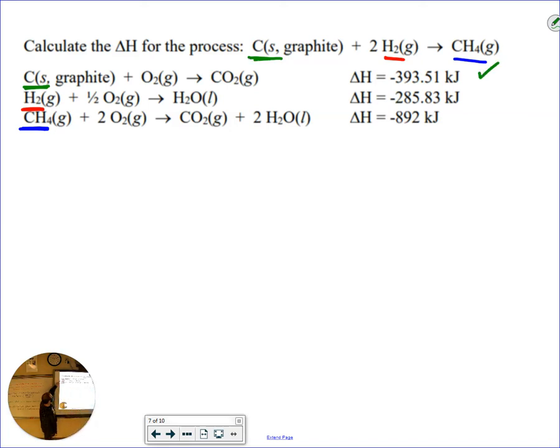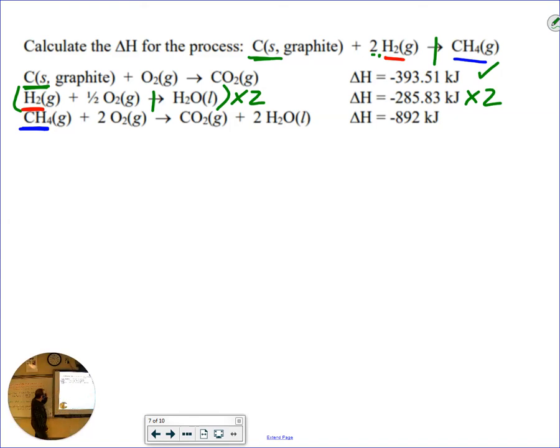Okay, how about our second one? H2, is it on the correct side? Yes. It is actually. It's on the left-hand side of the arrow. Yes, I do have to double it because I need 2 of them. So I take this entire thing times 2, which means I take this number right here, times 2.